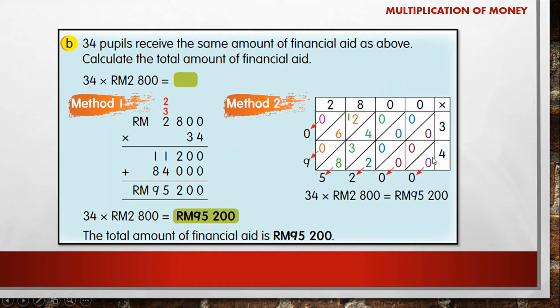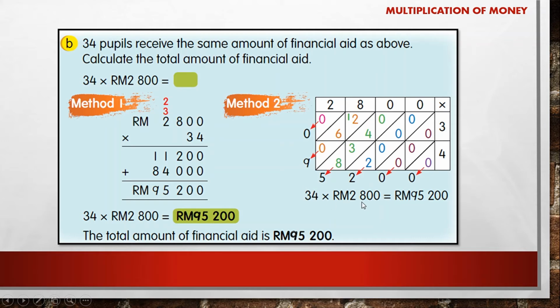Okay, now add. 0 becomes 0. 0 add 0, you got 0. 0 add 0, add 2, you got 2. 0 add 4, add 3, add 8, you got 15. So 5 here and 1 carried. So 1 add 2, add 6, you got 9, and 0 also 0.